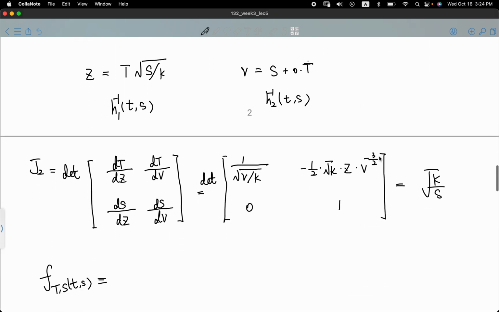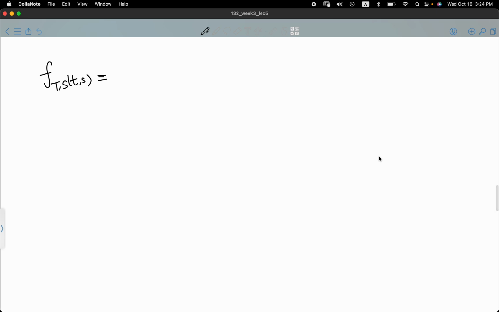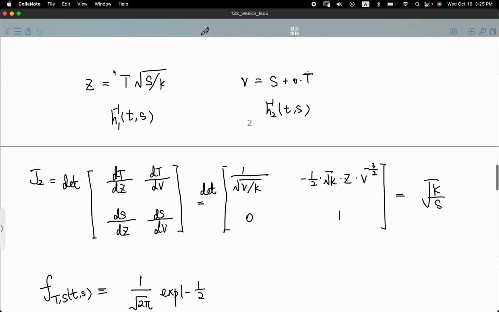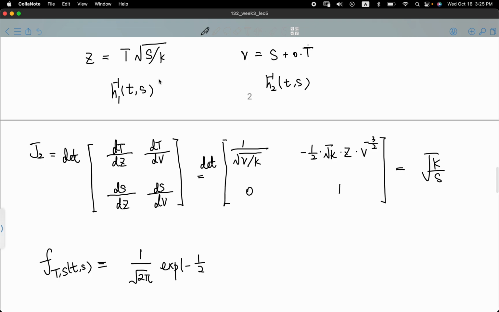Okay, so first of all, let's start from the density function for the standard normal. So 1 over square root of 2 pi, exponential negative 1/2, and then we will have z squared. Z squared is this one, so we should have s over k, z squared, so a t squared.